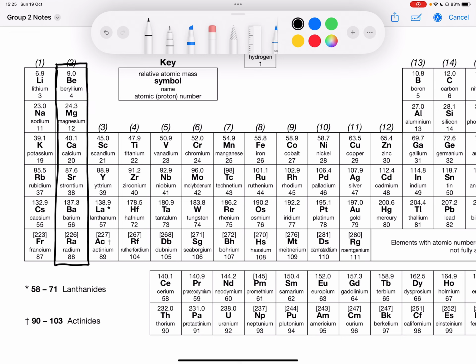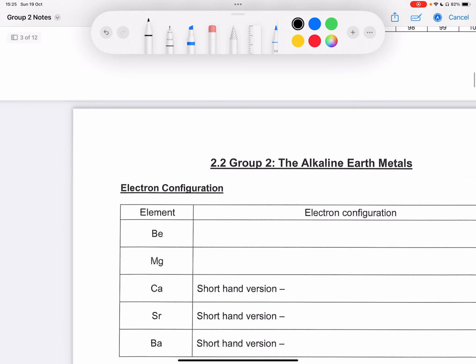So they're in group 2. That means they have 2 electrons in their outer shell. This is the s block of the periodic table, this section here. So they're going to end s2. Beryllium is element number 4, magnesium's number 12, calcium's number 20, strontium 38, and so on. So we can use that information to work out their electron configuration.